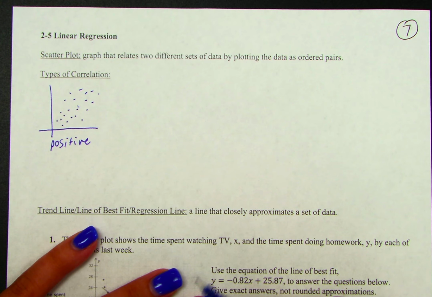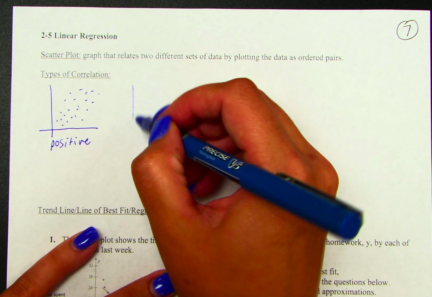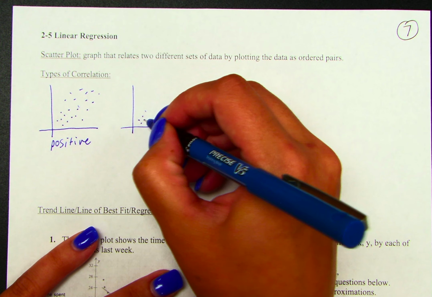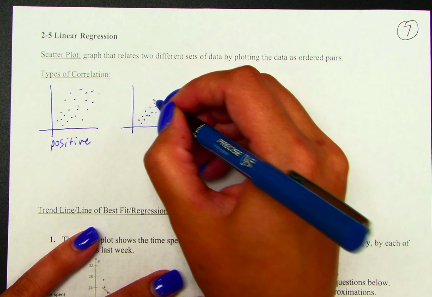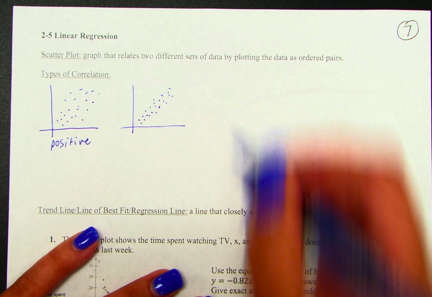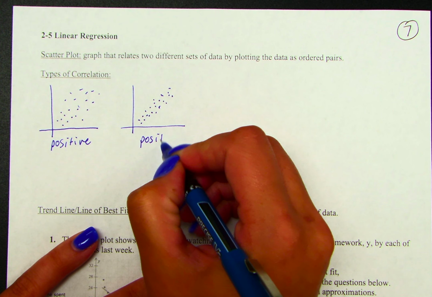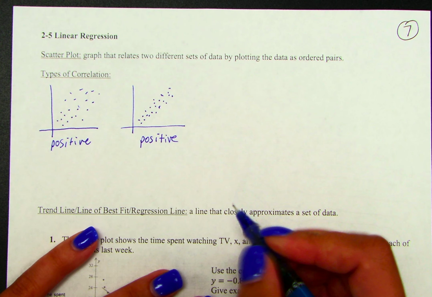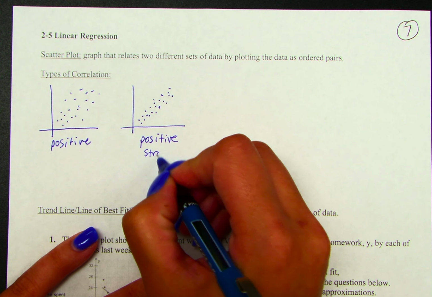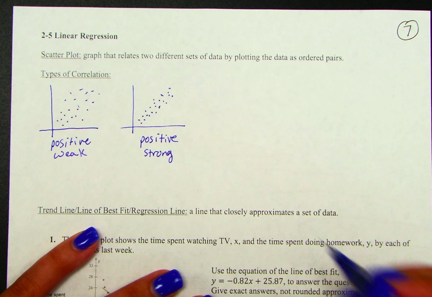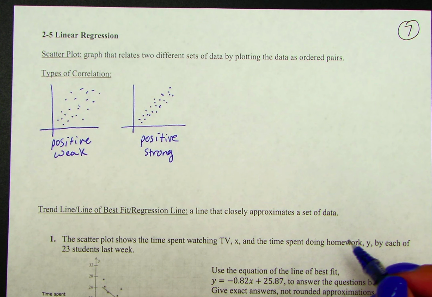Now let's say that I have that same thing, but my data appears to be a little bit closer together, something like this. This is still a positive correlation, but it's a lot stronger. So we would say that this is a strong positive, whereas this one is a weak positive because the data is a little bit more spread out.